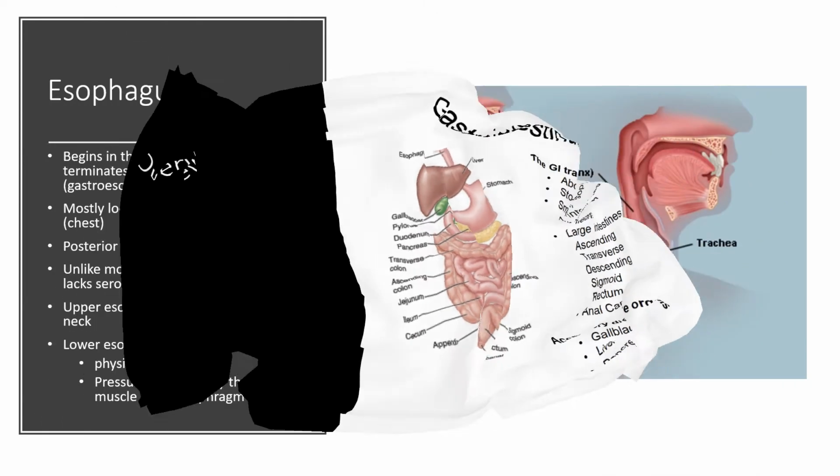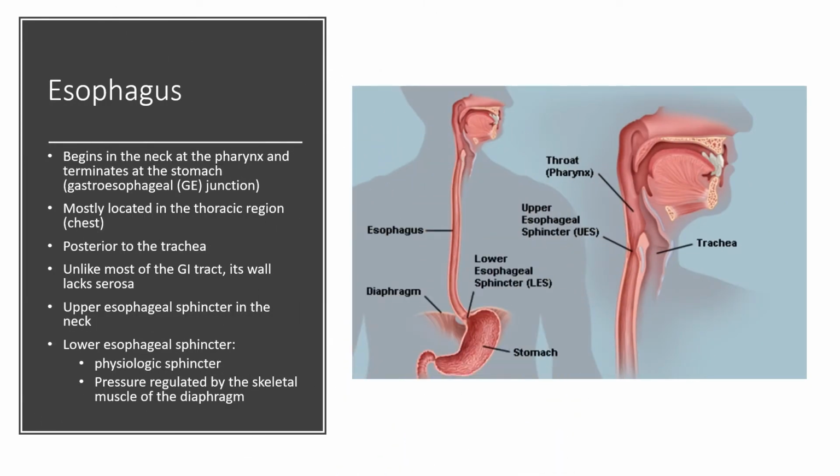Let's talk about the esophagus. The esophagus begins in the neck at the pharynx and terminates at the gastroesophageal junction, so it terminates at the stomach. It's mostly located in the thoracic region, which is the chest, although about 1 to 2 centimeters of it is intra-abdominal. It's located posterior to the trachea. Unlike most of the GI tract, its wall lacks a serosa.